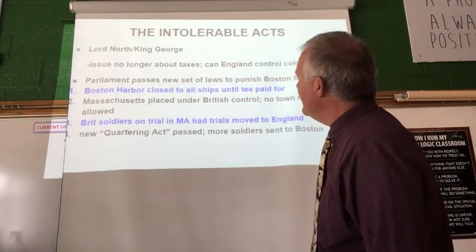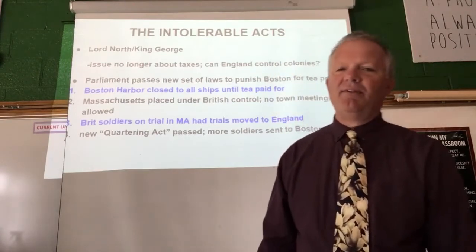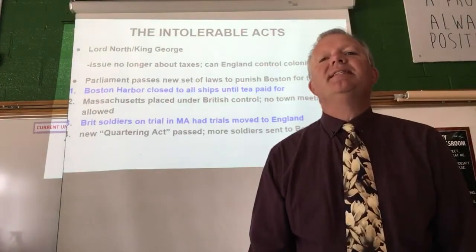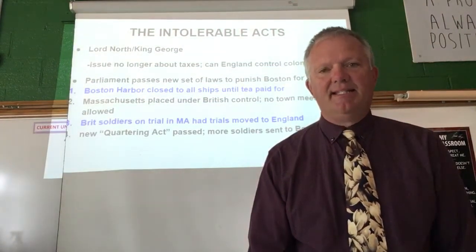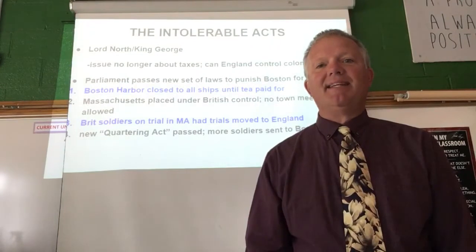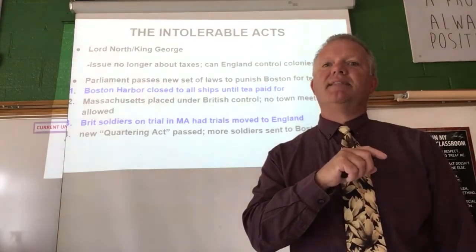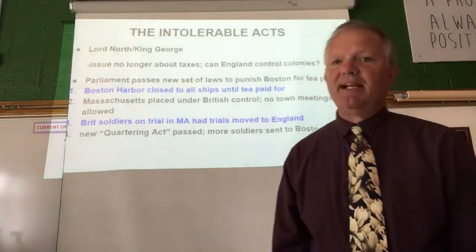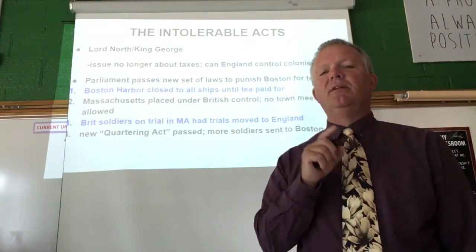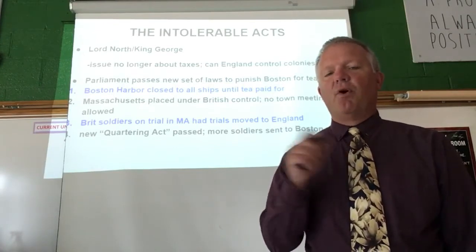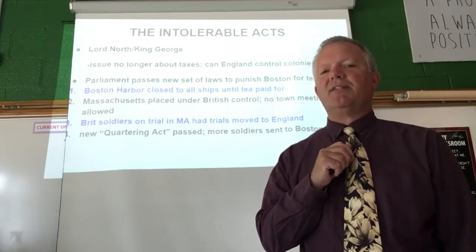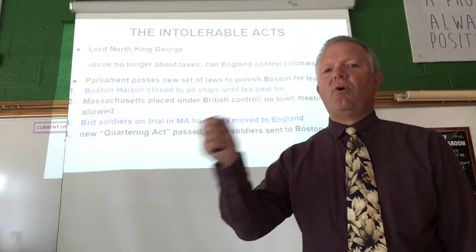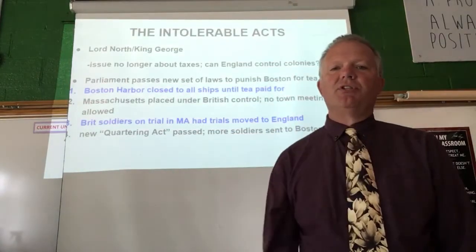So the king and Parliament are not happy whatsoever. And so they passed a new set of laws called the Intolerable Acts. It's a series of four laws passed against Massachusetts, the colony in which Boston is located. And the Intolerable Acts are passed to punish Boston for the Boston Tea Party. And four things are done. One, they close the port of Boston to all ship activity. Ships cannot go in or out of Boston Harbor unless the British say so.